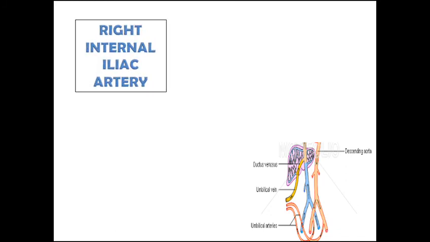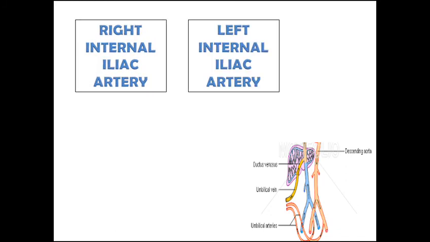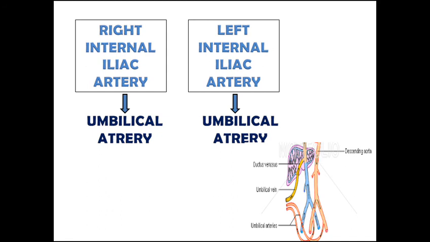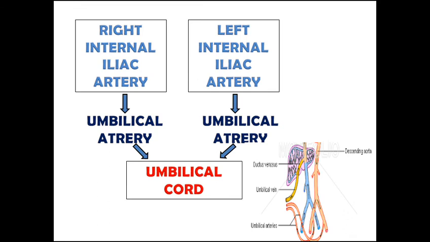Then the right internal iliac artery and the left internal iliac artery will form the umbilical arteries. You can see in this diagram at the bottom, the internal iliac arteries are forming the umbilical arteries. So both the internal iliac arteries, right and left, will form the umbilical artery, and these two umbilical arteries will enter into the umbilical cord, which we saw in the second picture, that was the blood vessels in the umbilical cord. I told you that there are two umbilical arteries.